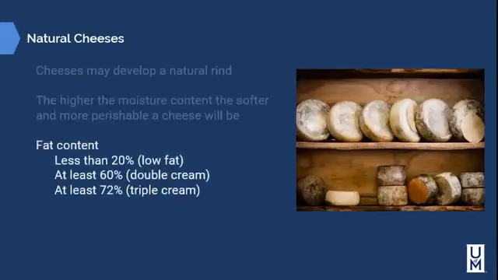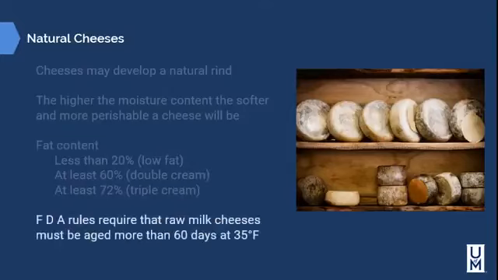If fat content is less than 20%, it's considered low-fat cheese. At least 60% is considered double cream, and at least 72% is considered triple cream cheese, which is the richest of all the cheeses. It's very creamy and gushy. FDA rules require that raw milk cheeses must be aged more than 60 days at 35 degrees Fahrenheit.